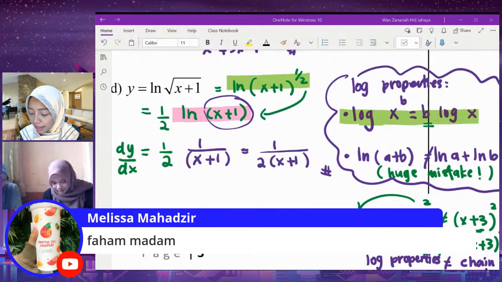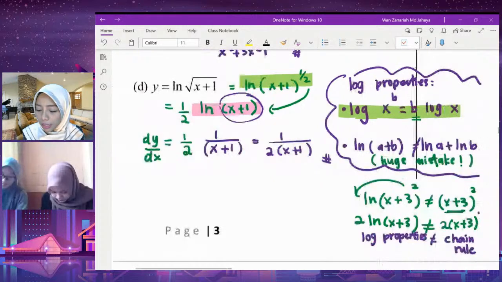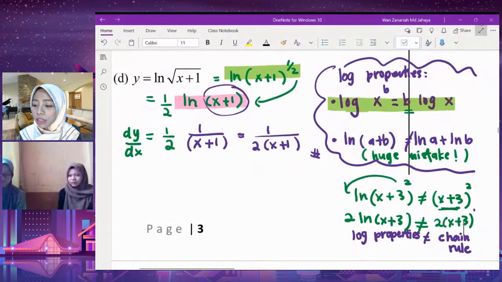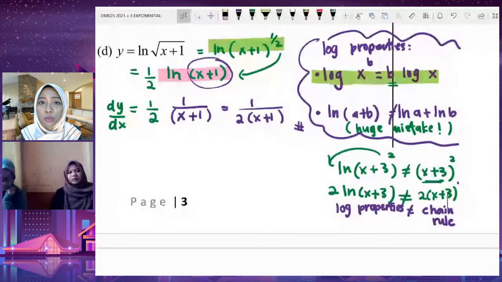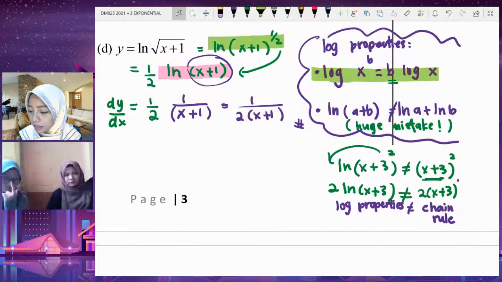Okay, Melissa, faham. Alhamdulillah. Okay, so siapa nak screenshot boleh screenshot. Or maybe you rewatch again at the YouTube at night time or whenever you're free. Okay, tolong screenshot whoever yang free. Okay, alright, I'll continue.